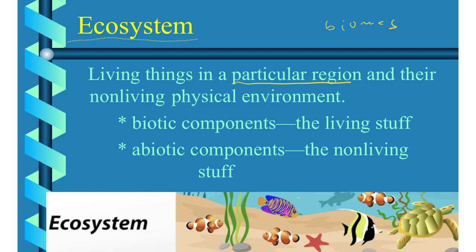Now, an ecosystem or biosphere has two components: the biotic components, or the living things, and the abiotic components, or the non-living things. Okay, so water would be abiotic, starfish would be biotic, the nutrients, the fertilizer in the soil, are abiotic. The worms that live in the soil, biotic.